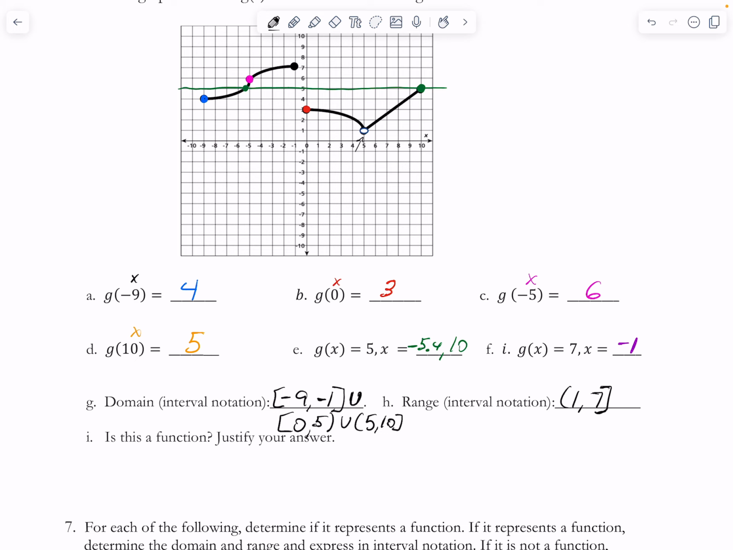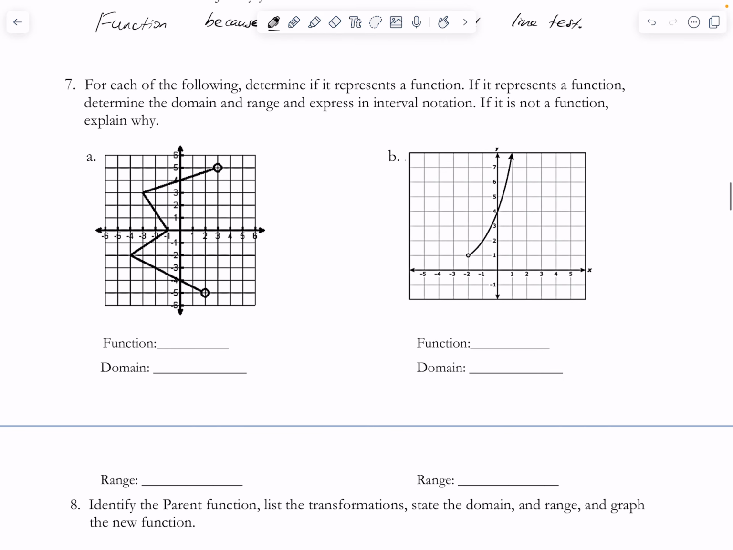All right, now, is this a function? And as I look at it, passing the vertical line test, I don't see anywhere where it would fail. So yes, it is a function because it passes the vertical line test. Okay, let's keep going. Let's try number 7.